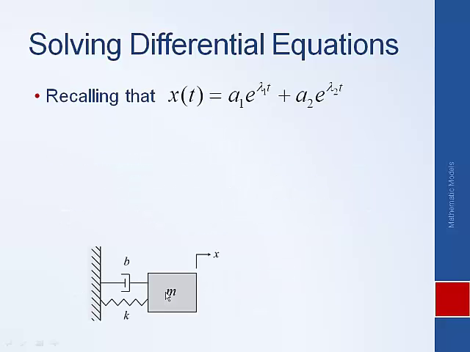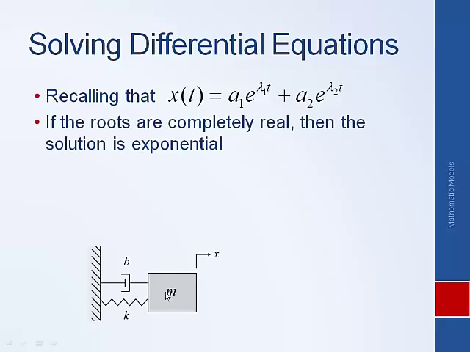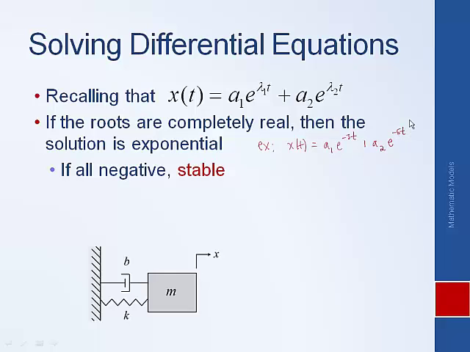So here again is the form of the solution. This is how the displacement of the mass will change with time. If the roots are completely real, then the solution is exponential. And if the roots are negative, then we get exponential decay, or what we call a stable response. So for example, if we solve for the roots of our characteristic equation, lambda 1 and lambda 2, and we got that lambda 1 was negative 3 and lambda 2 was negative 5, the displacement of our block would behave according to this equation.